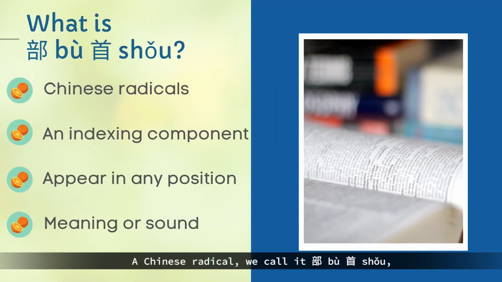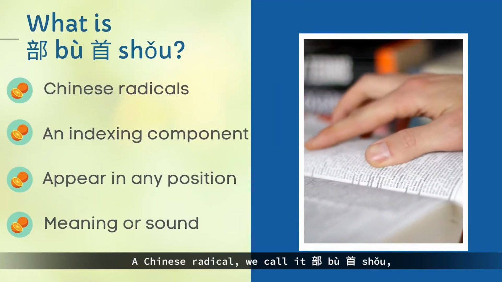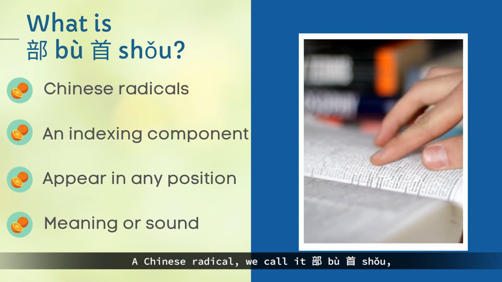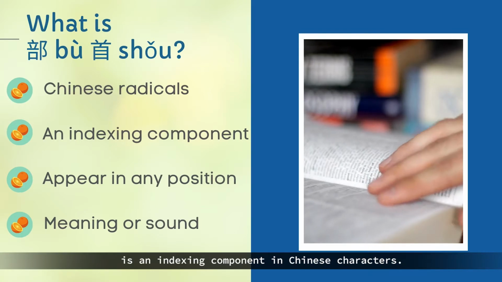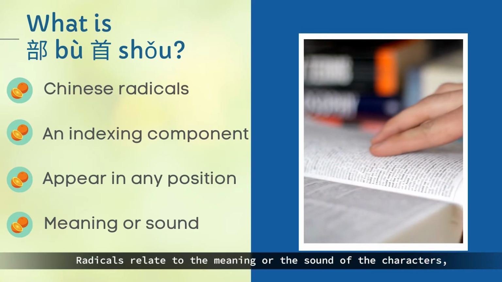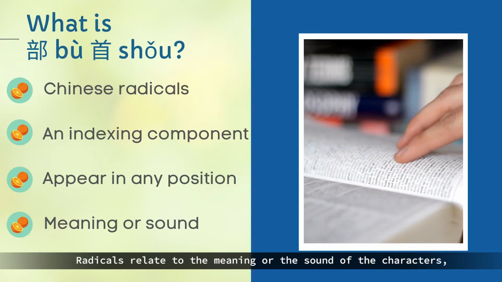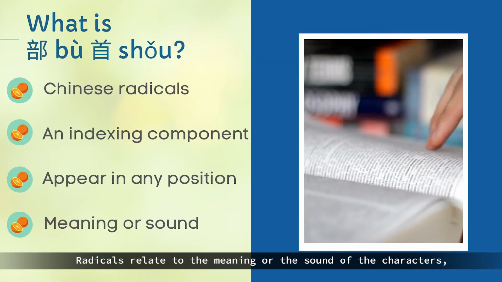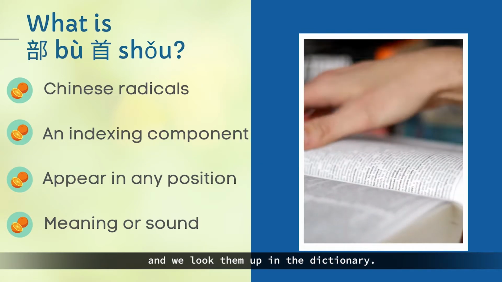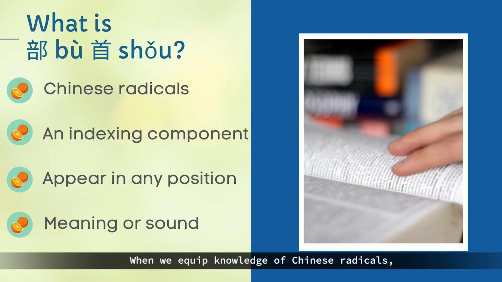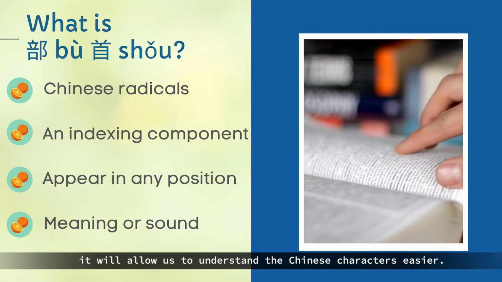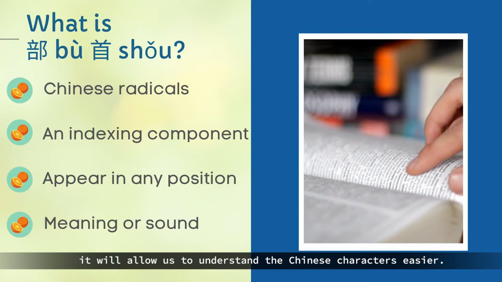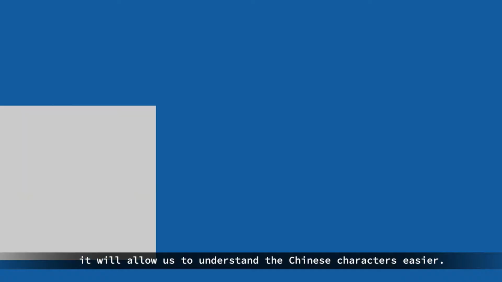A Chinese radical, we call it 部首, is an indexing component in Chinese characters. Radicals relate to the meaning or the sound of the characters, and we look them up in the dictionary. When we equip knowledge of Chinese radicals, it will allow us to understand the Chinese characters easier.